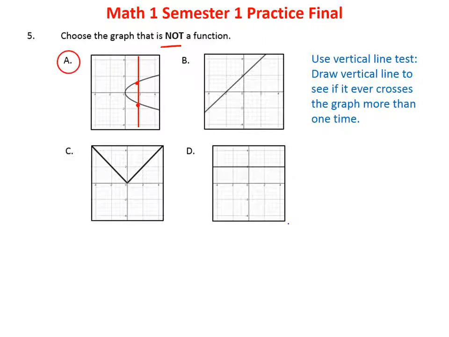But let's go ahead and check the other two just to see how they're doing. Notice I can draw it any place along here. It's only going to cross it one time. One time there, one time there. Likewise, on the next one, again, it crosses it one time. And finally, the last one, our horizontal line, again, no matter where I draw the line, it only crosses it one time. The answer to that one is A.